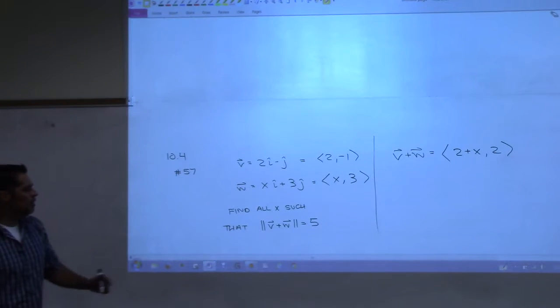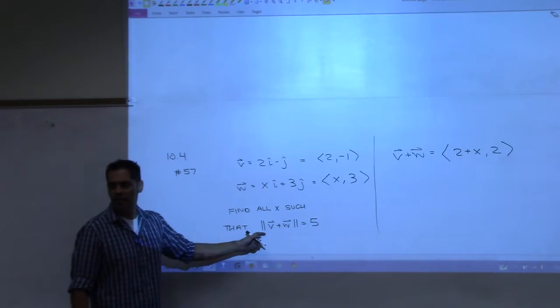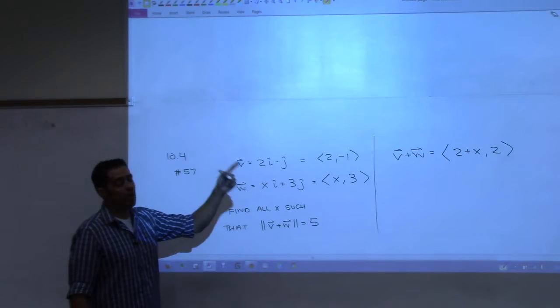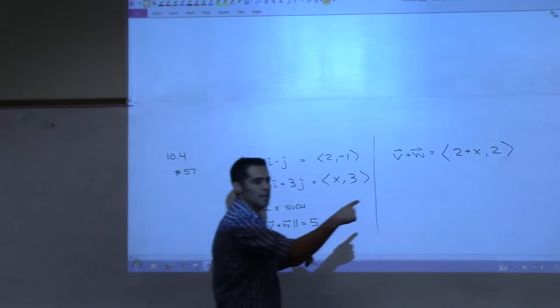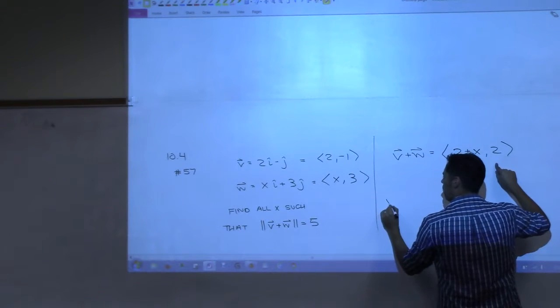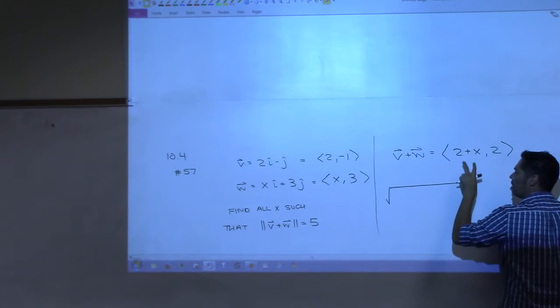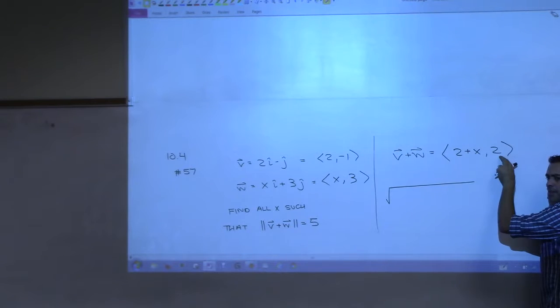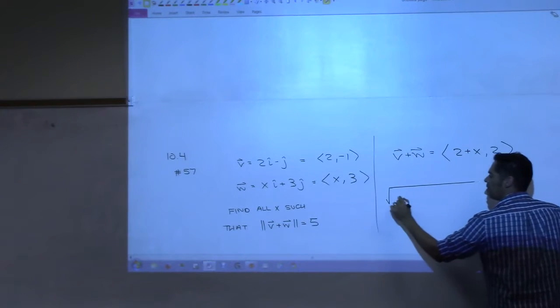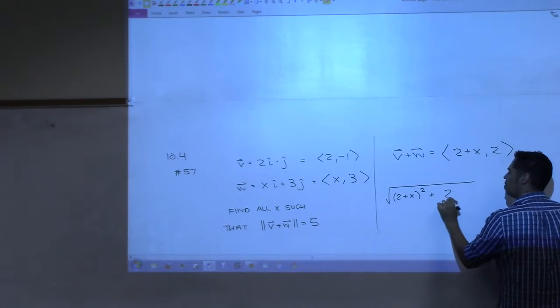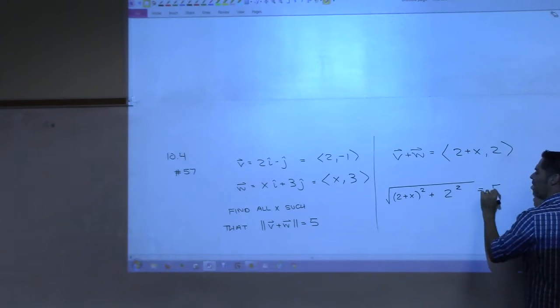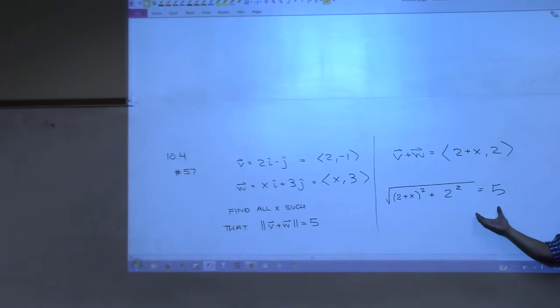Okay. And now we want to know when the magnitude of that's 5. Do we just equate them to 5? We're going to do the length of it equal to 5. So what is the length of this vector? Square root of each of these things squared and added together. So 2 plus x, quantity squared, plus 2 squared equals 5. This is what we want, right? We want to know when this is true.